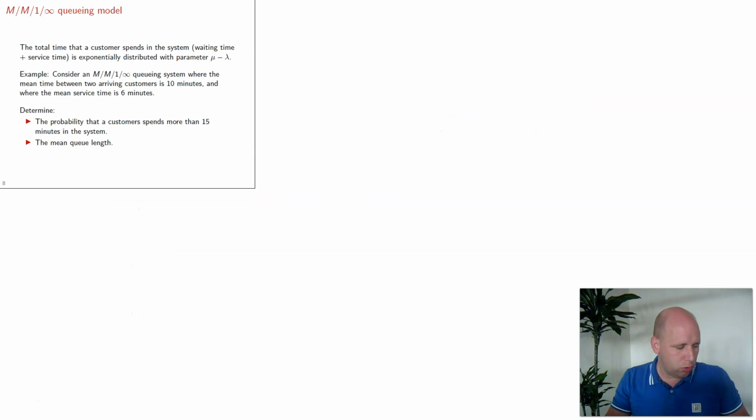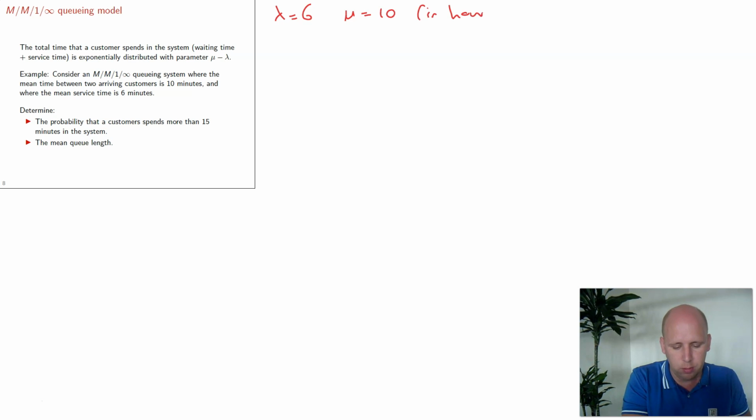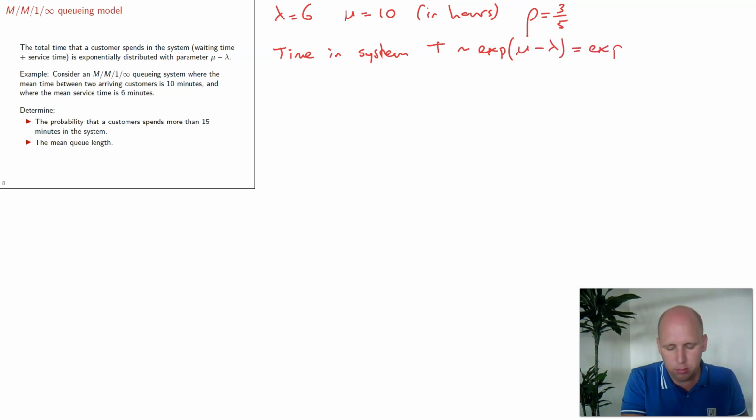So maybe good to write down what we still have. We still have that lambda is 6 and that mu is equal to 10. Both are per hour. And we also still have our rho is equal to 3 over 5. And now we are going to write down what the distribution is for the time in the system. The total time in the system, denoted by capital T, is exponentially distributed with parameter mu minus lambda. So it's exponentially distributed with parameter 4.